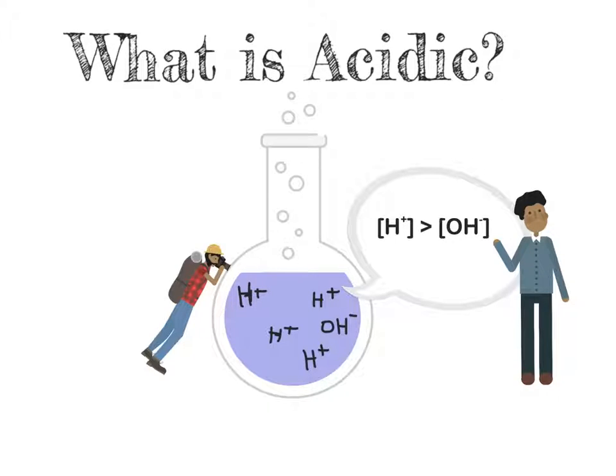An acidic solution is defined as having a greater hydrogen ion concentration than hydroxide ion concentration, and this makes sense when you consider the definition of an acid, being a proton donor, the Bronsted-Lowry definition, or even if you look at the Arrhenius definition, which is that an acid releases hydrogen ions.